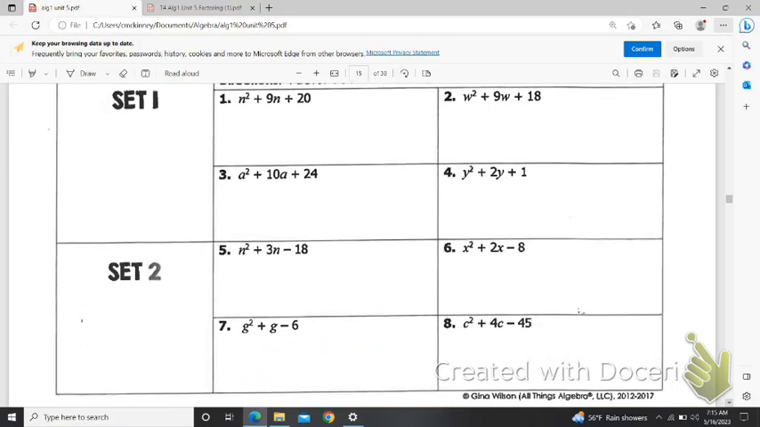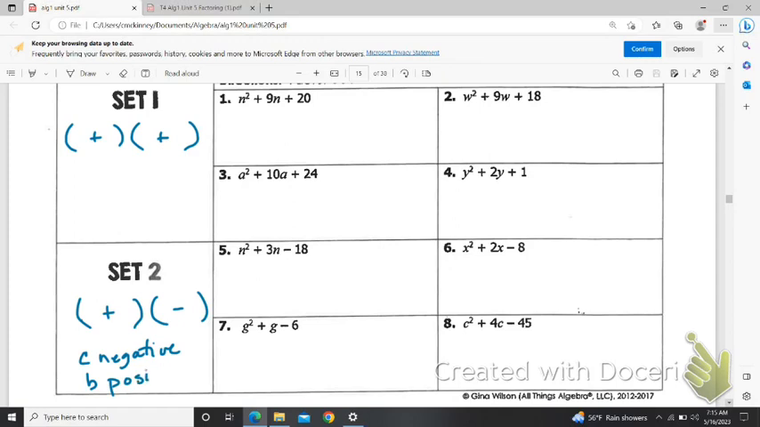So in set 1, these are both going to be positive. In both of them, we're going to see positives because the signs are the same and they add up to a positive. In set 2, these are all going to be one positive, one negative, because the signs are different, because C is negative, but B is positive in all these.